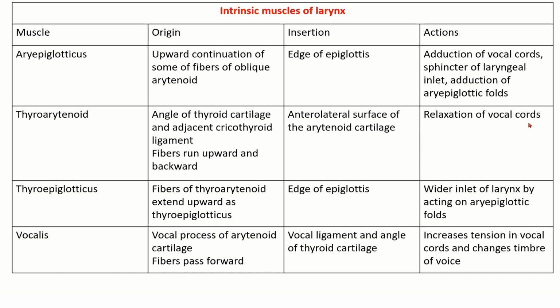Action: relaxation of the vocal cords. Thyroepiglotticus: fibers of the thyroarytenoid extend upward as thyroepiglotticus. Insertion to the edge of the epiglottis. It widens the inlet of the larynx by acting on the aryepiglottic folds. Vocalis: from the vocal process of the arytenoid cartilage, fibers pass forward to the vocal ligament and angle of the thyroid cartilage. It increases tension in the vocal cords and changes the tone of the voice.